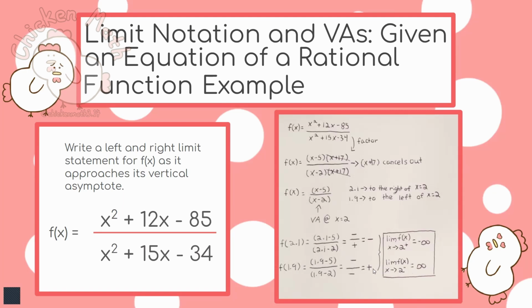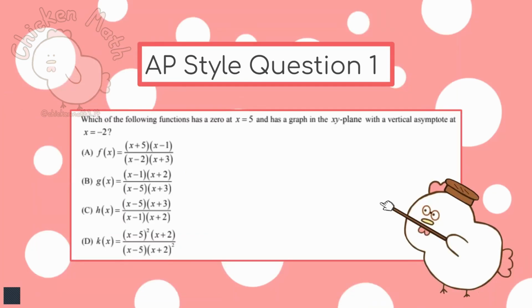For 1.9, since you're to the left of that vertical asymptote, you're going to have the positive here, and then we're going upwards, so increasing without bound. And this is decreasing without bound. All right, now moving on to the final questions.